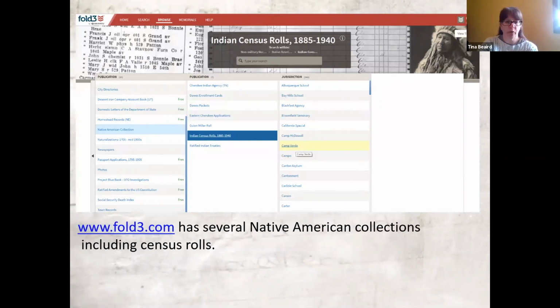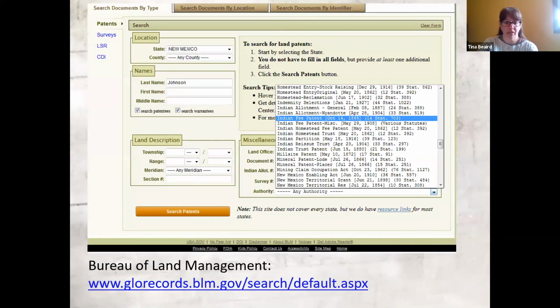Again, you can go into Fold3. They've got the Indian census rolls in there. Most of these are Dawes rolls, but you will find some for other communities listed there as well as in FamilySearch. And if you find them in the Dawes rolls, you can go into the Bureau of Land Management. If you click under miscellaneous, you can choose your category, such as Indian fee patents or Indian allotments, and see if that family member actually received that land from the federal government.